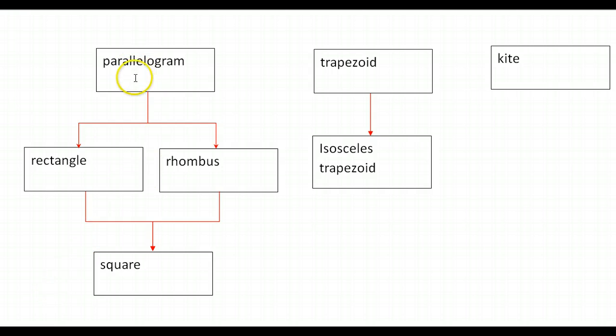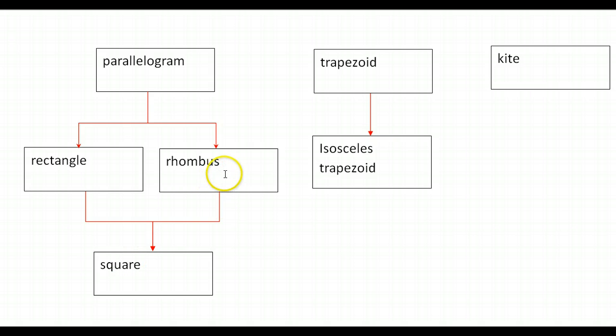So once again, we first ask ourselves, is it a parallelogram, trapezoid, or kite? If we decide it's a parallelogram, we must go on and ask ourselves, is it a rectangle or a rhombus? If we decide that it's not, we have to show why it's not a rectangle and why it's not a rhombus. If we decide it's a rectangle, we have to decide if it's a square. If we decide that it's not a square, we have to show somehow on the chart why it's not a square.